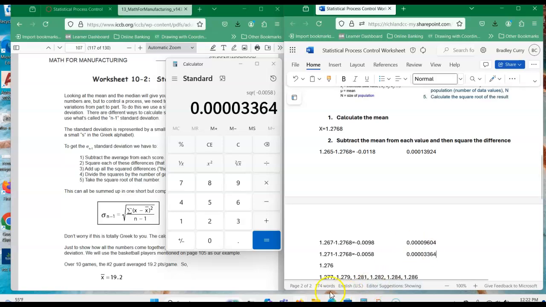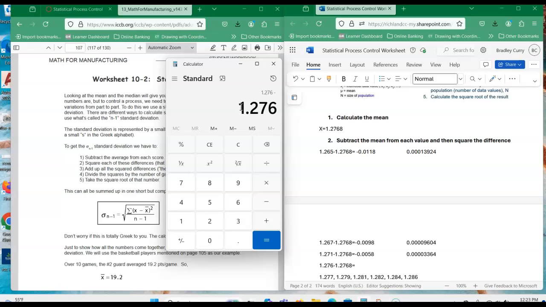0.00003364. So moving on here to 1.276 minus 1.2768 equals, let's see what this one brings up. 1.271 minus 1.2768. I keep looking at the wrong one up there, so see what I'm doing. That's the other issue as you're taking a look at this, make sure you're entering the right values.